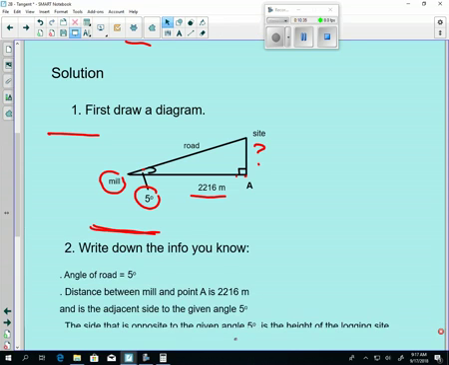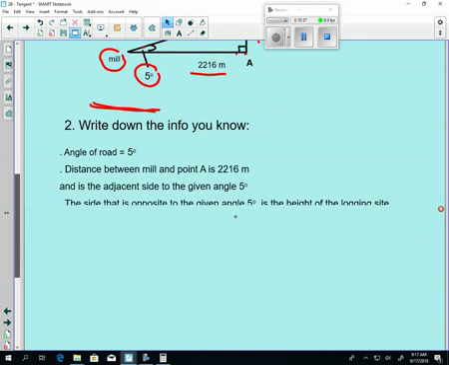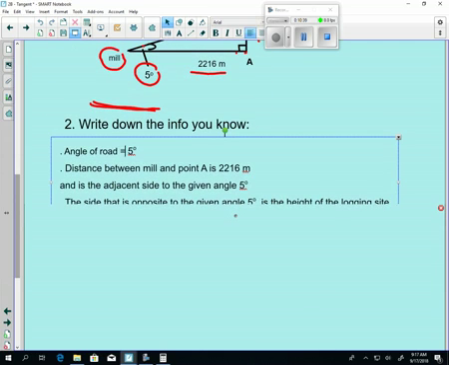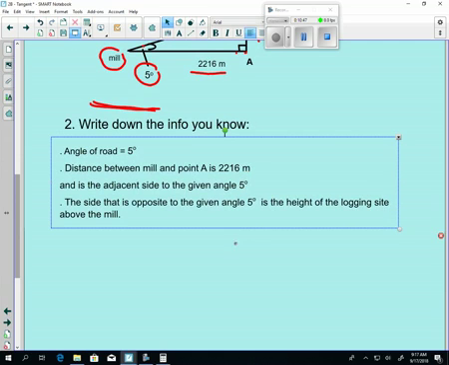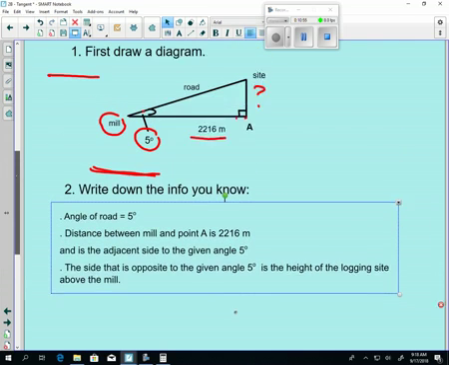Then we write down what we know. The angle of the road is 5 degrees. The distance between the mill and point A is 2216. The side adjacent to the given angle is the 2216, and the side opposite. So how do we get those?